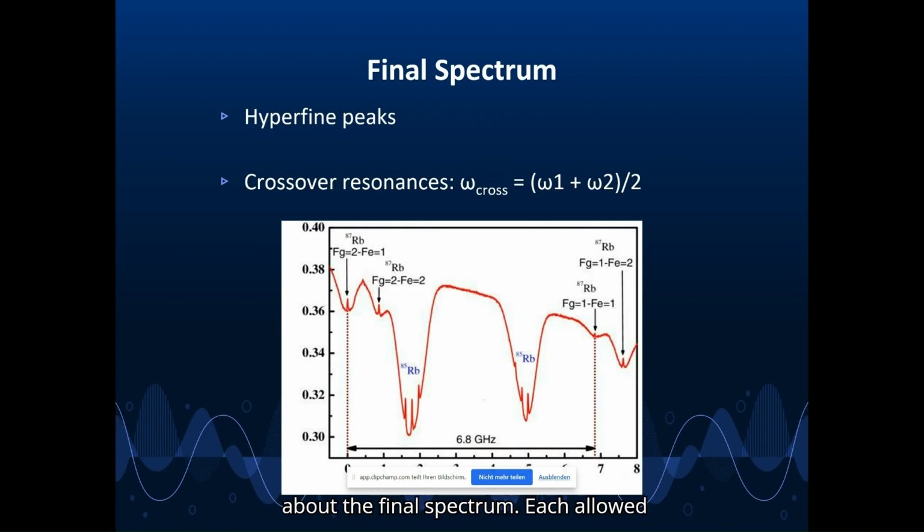Each allowed hyperfine transition, F to F prime, has its own resonance frequency. For each of those transitions, we get a Lamb dip in the saturated absorption spectrum. So in the final Doppler-free spectrum, we can see multiple narrow peaks corresponding to the hyperfine transitions of rubidium 85, and multiple narrow peaks corresponding to the hyperfine transitions of rubidium 87.